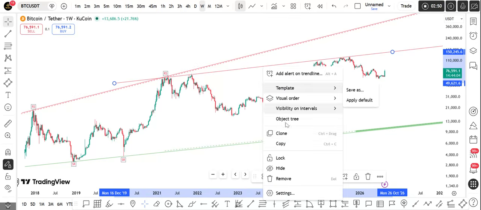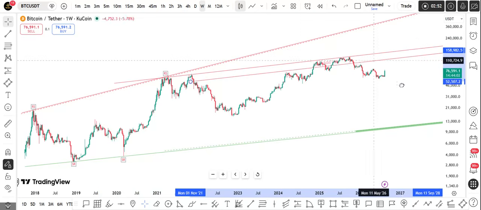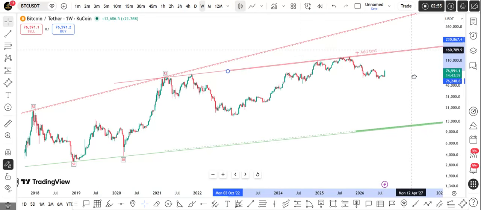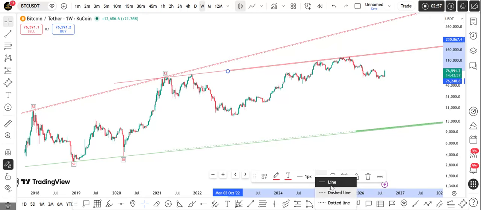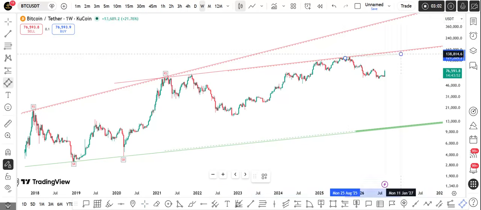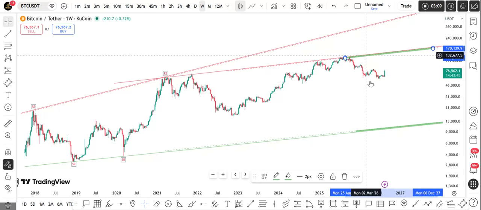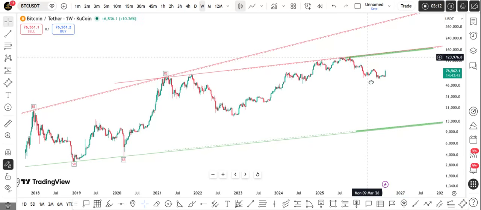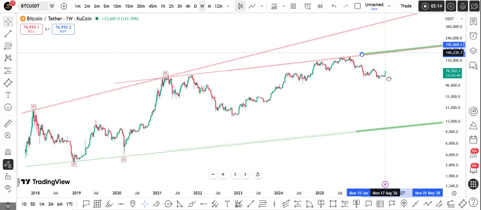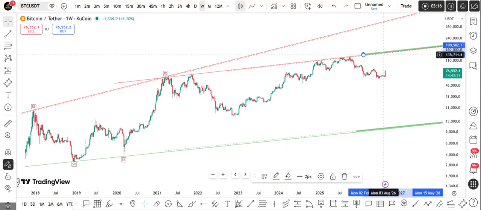So I'm expecting a pushback into that structure, and a push into here will be a break of the previous highs. So if the market pushes into the structure, it will take away the current sell structure. A push into here is around 151, 160, which makes a whole lot of sense from 123 to 160.